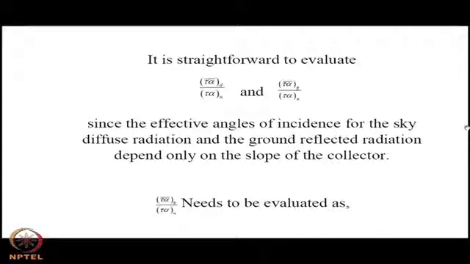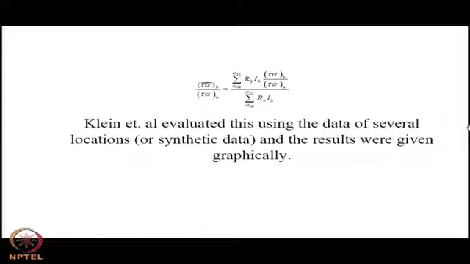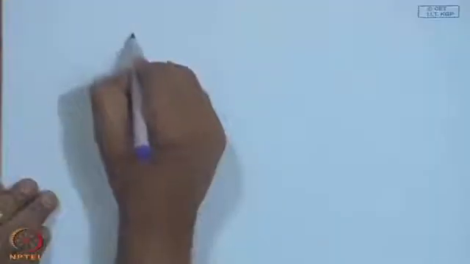So, this I have already mentioned that tau alpha bar d and tau alpha bar g can be evaluated once we know theta d and theta g, which are simple functions of the slope of the collector, and this needs to be a weighted average. Klein et al.